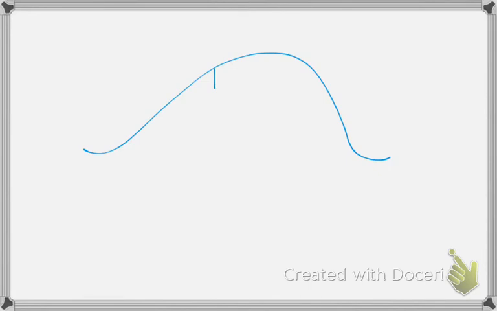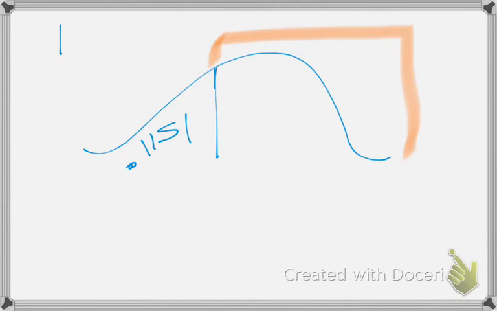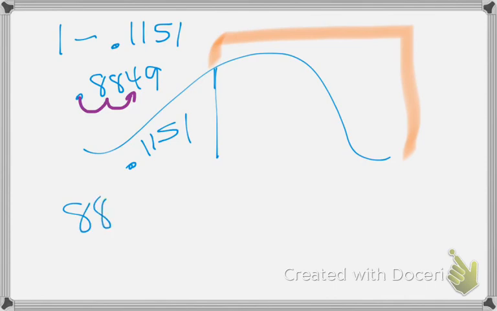That the area to the left of it was 0.1151. So to figure out how much area is to the right, we'll simply take 1 and subtract 0.1151. If we do that, we get 0.8849, and we're going to turn that into a percent because that's what the problem is asking us for by moving the decimal 2 places to the right. So our final answer is 88.49%.